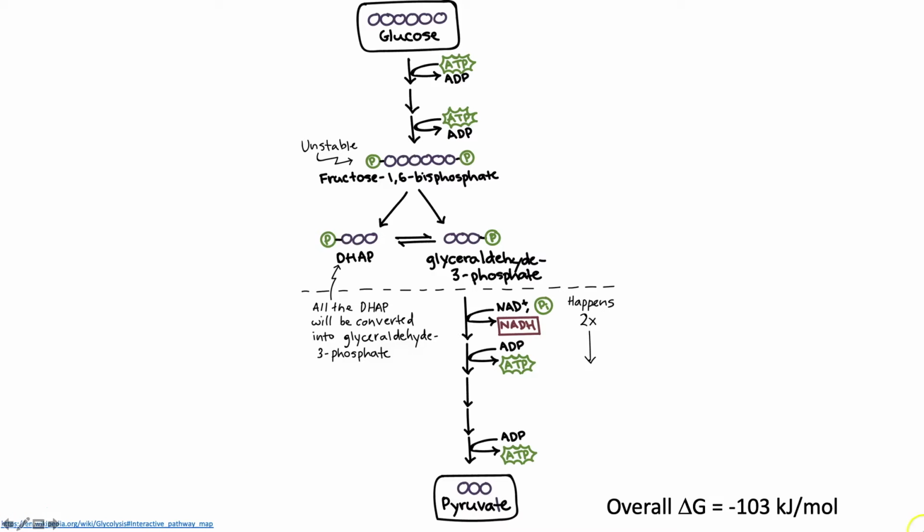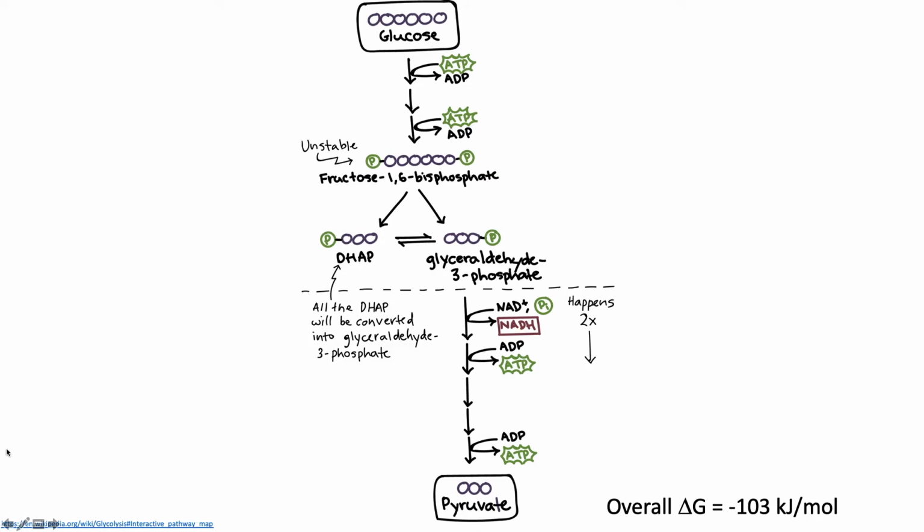And overall, our net delta G is very, very negative, which is awesome. That means that mostly because of all the ATP that we added, we actually make this an overall spontaneous process because of how the enzymes function. Now, one of the byproducts that we're going to end up with is pyruvate. And so we're going to kind of track pyruvate.